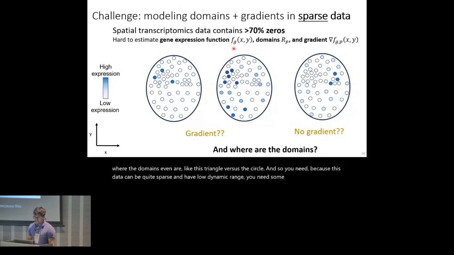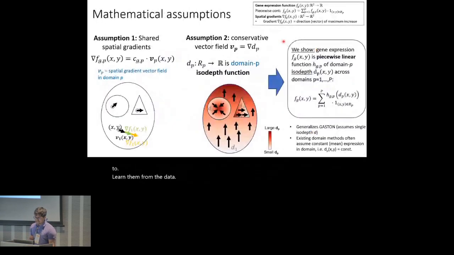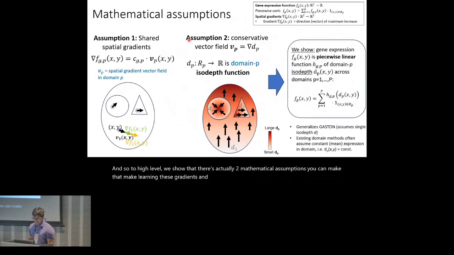You have to place some assumptions on these functions, these domains, and these gradients in order to learn them from the data. At a high level, we show that there are two mathematical assumptions you can make that make learning these gradients and domains tractable. The first assumption is that all genes share the same direction of these spatial gradients. They all point in the same kind of direction inside each domain.